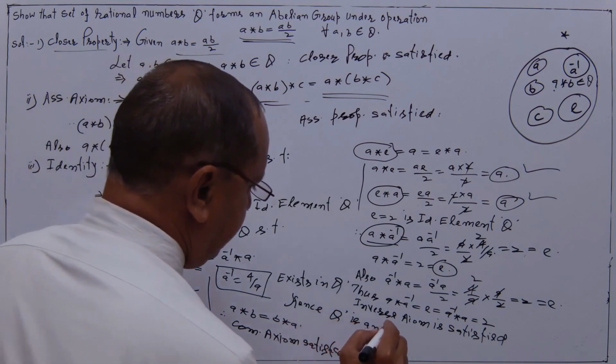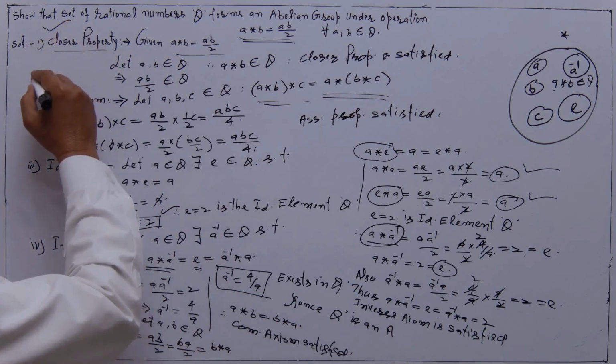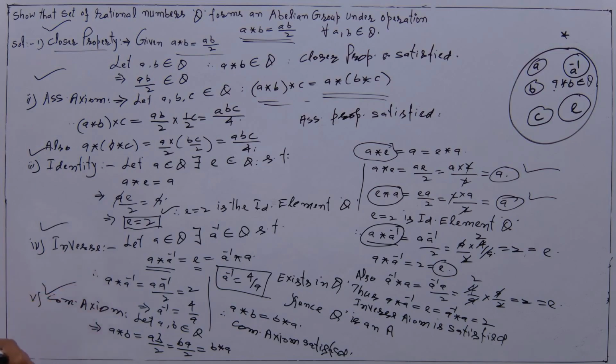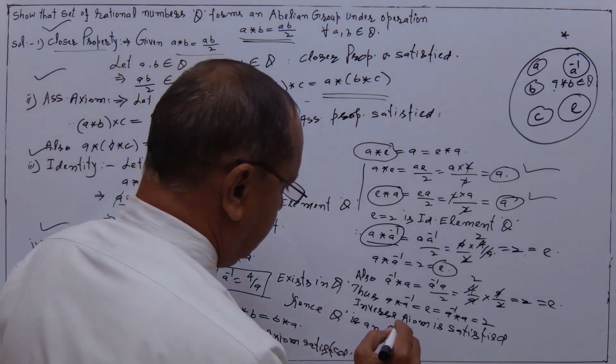Hence, Q is an abelian group. When these five axioms, closure, associative, identity, inverse as well as commutative, are satisfied, it means Q is an abelian group.